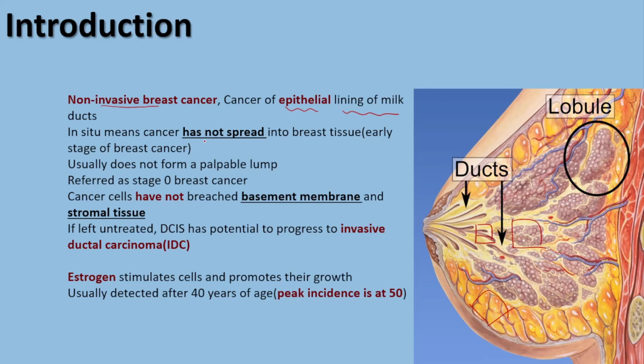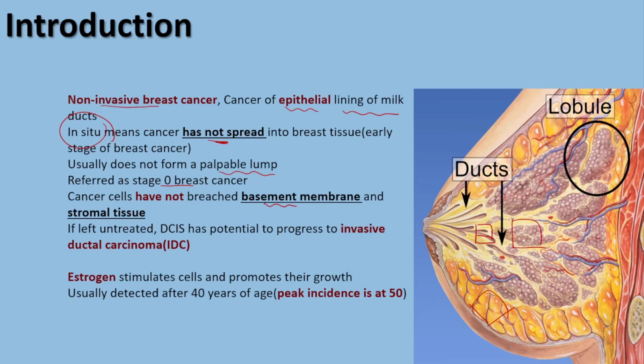So this is a cancer that has not spread into the stromal tissue. It has not spread outside of the ducts of the breast, and that's why we call it in situ. Another point is that this cancer usually does not form a palpable lump. The cancer cells are actually very small and within the ducts of the breast, and that's why we call it a zero-stage breast cancer. But note that in case of ductal carcinoma in situ, unlike invasive ductal carcinoma, the cancer cells have not breached the basement membrane and myoepithelium of the breast and also stromal tissue of the breast.